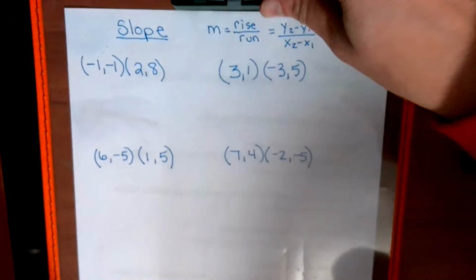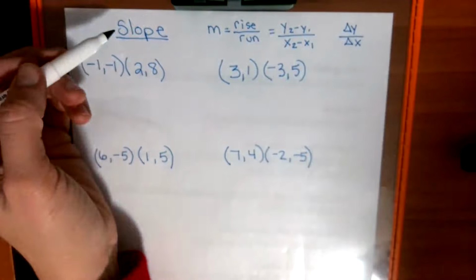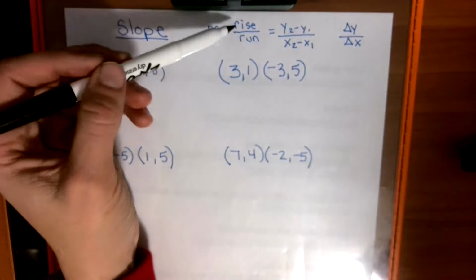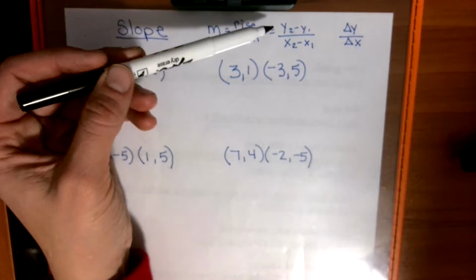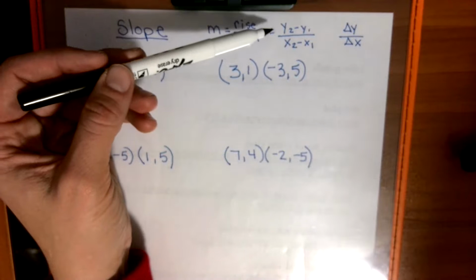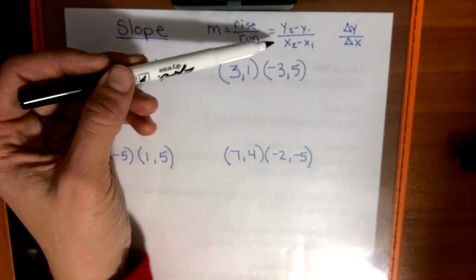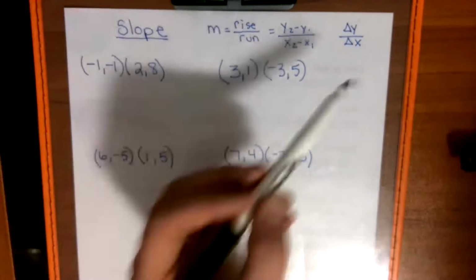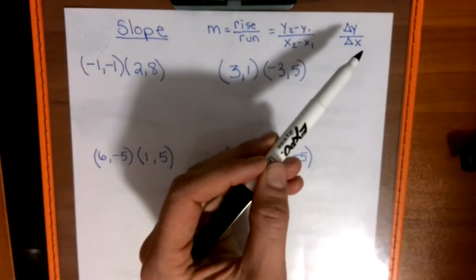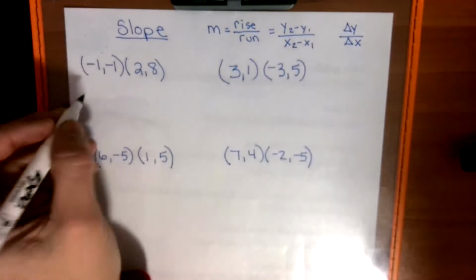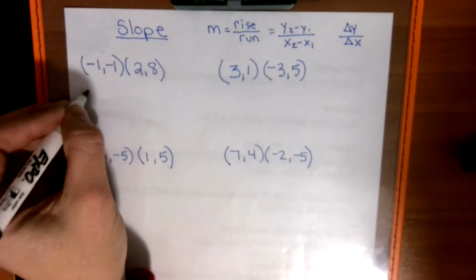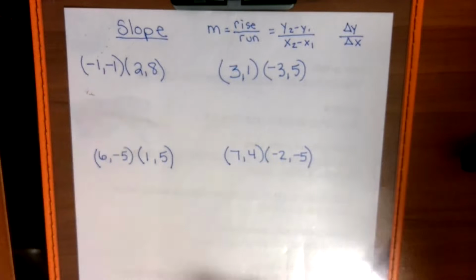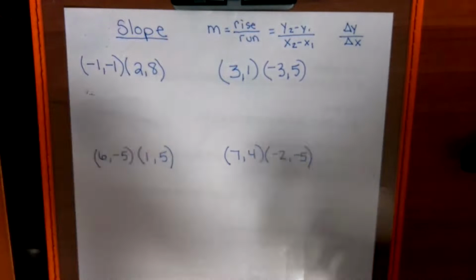So here we go. Slope. Slope is defined as the rise over the run. Also, the y values are on the top of a fraction. The x values are on the bottom. And it's also shown as the change in y over the change in x. So how this works is we write our change in y over the change in x's.